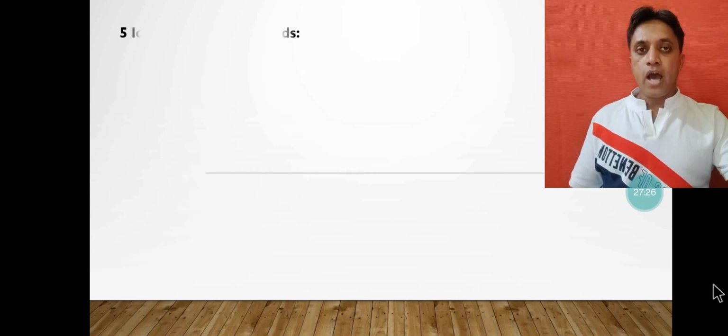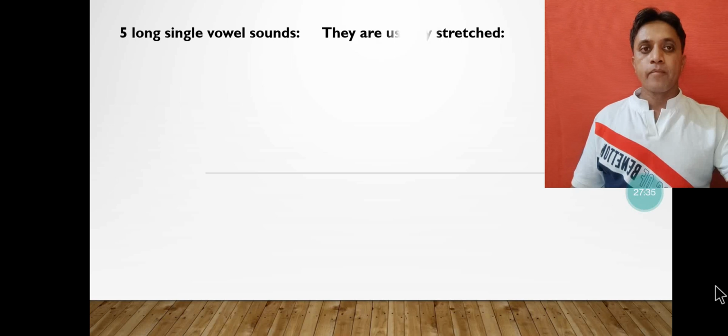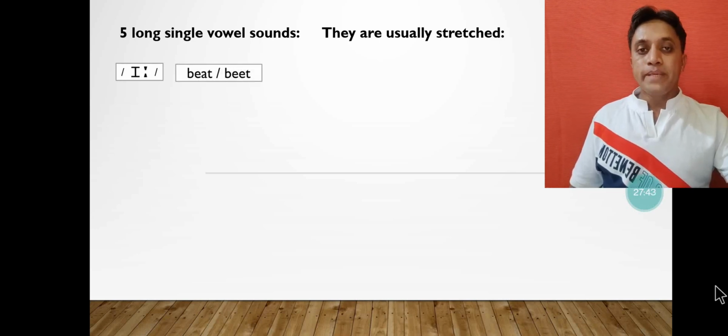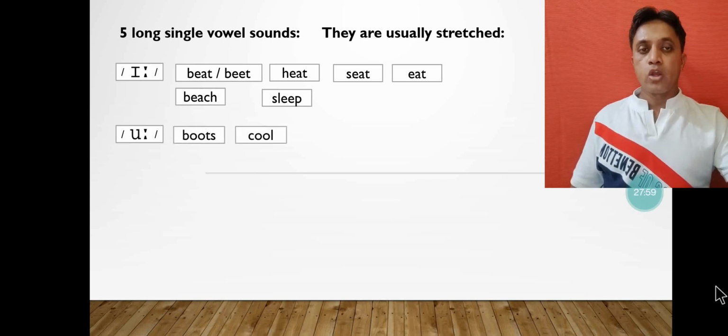Now let's check the 5 long single vowel sounds and try to pronounce some words which have these long sounds in them. They are usually stretched. The first is E. Examples are beat, heat, seat, eat, beach, sleep. Next one is long oo: boots, cool, food, pool, blue, two.